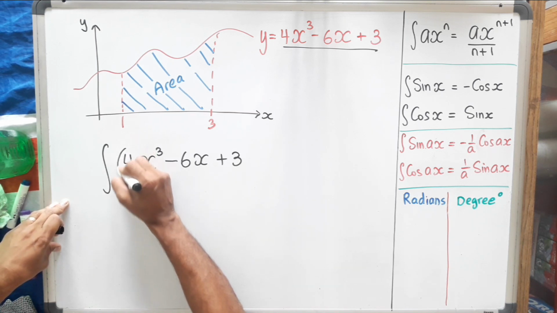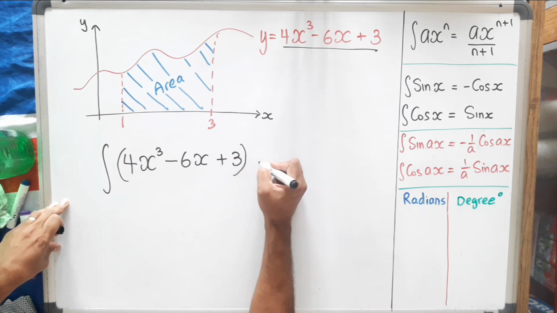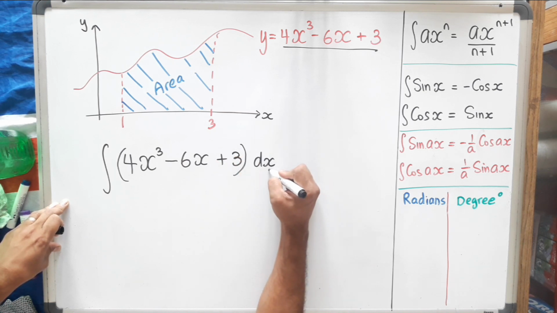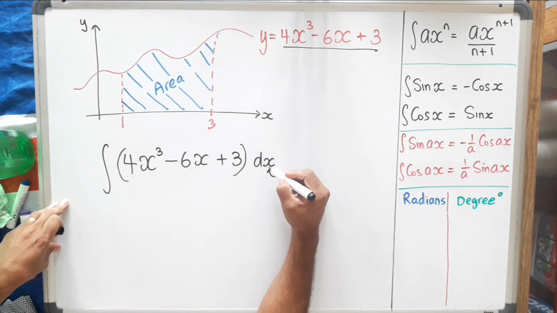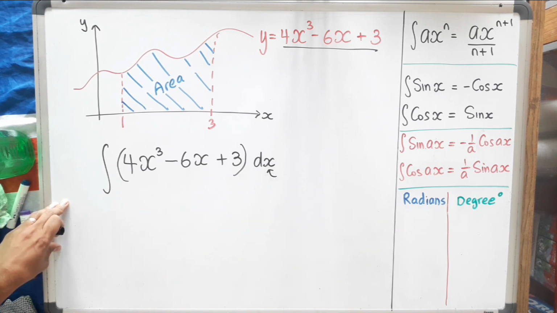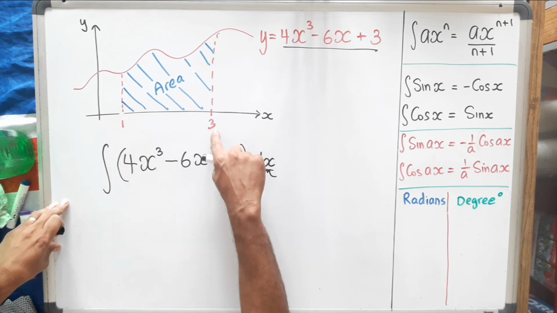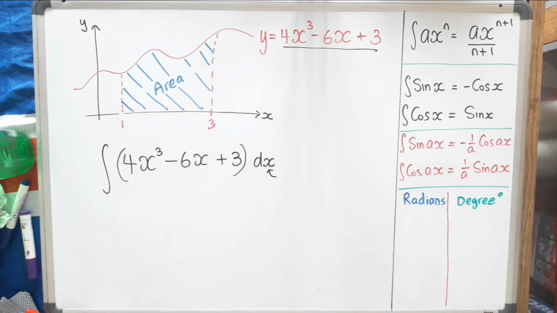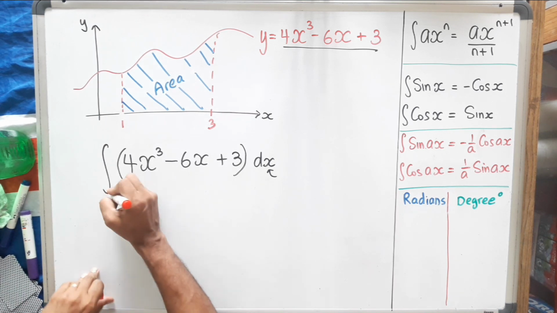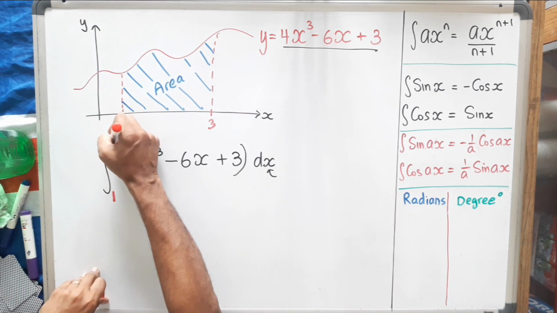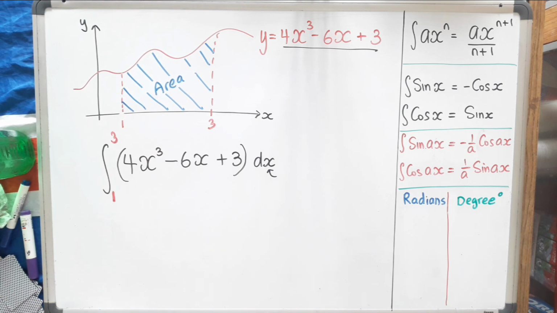So if I plan to integrate it, I have to put the brackets and dx. You all remember what the x means? I am integrating the letter x. And since I want to find the area between 1 and 3, guess what? That is where our limits will be: 1 and 3. So I'm guessing that you can do this question on your own, but I will help you with it. So let's begin to integrate.